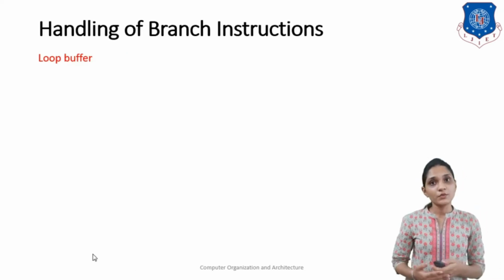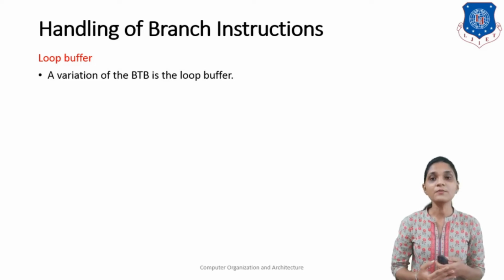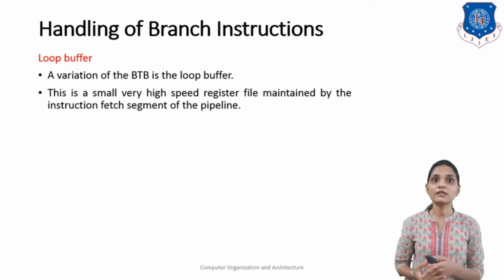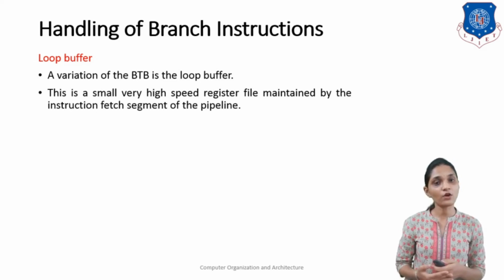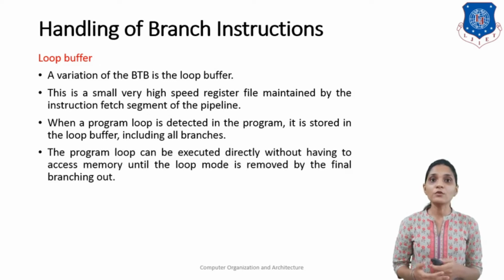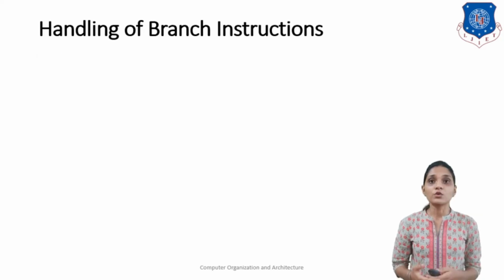The third method we can use is a loop buffer. This is a variation of the BTB. It is a small, very high-speed register file maintained by the instruction fetch segment of the pipeline. When a program loop is detected in a program, it is stored in the loop buffer including all of its branches. The program loop can be executed directly without having to access memory until the loop is removed by a final branch out. So we can use this loop buffer also.